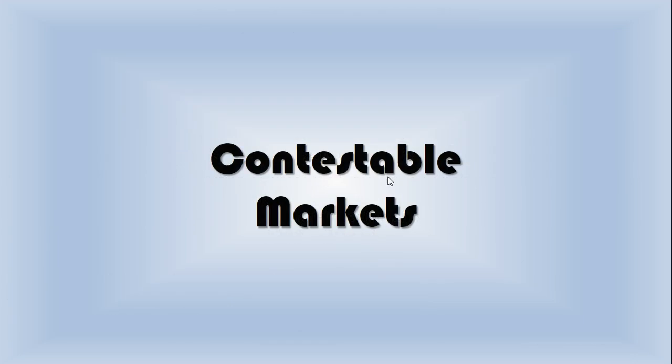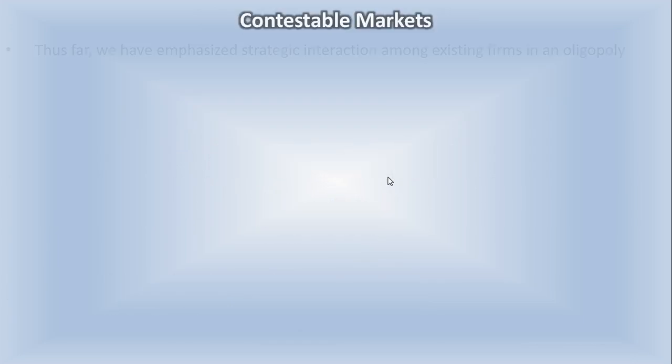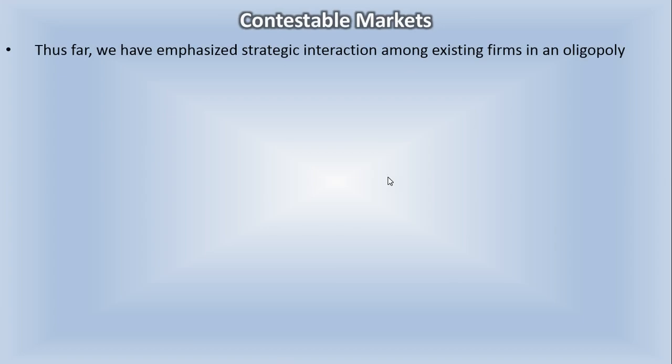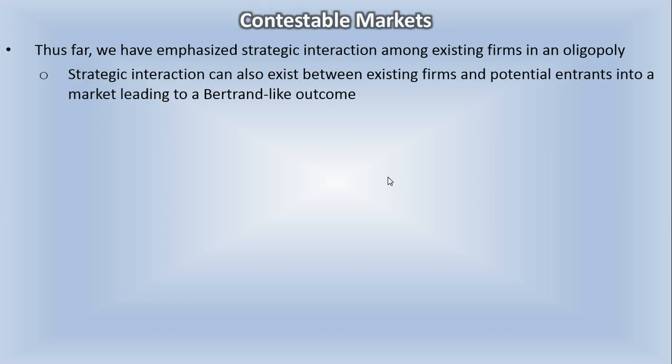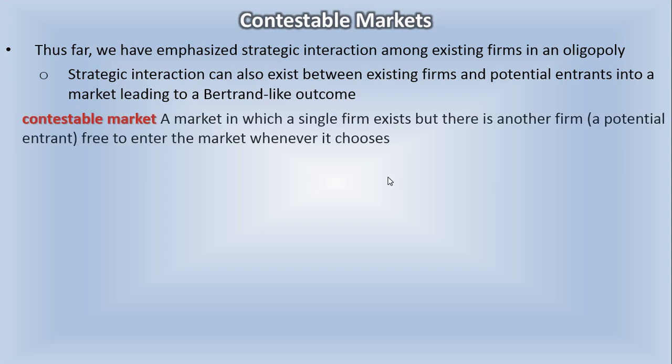And finally, let's look at this kind of weird case of a contestable market. So we've emphasized strategic interaction thus far amongst existing firms in an oligopoly. Strategic interaction can also exist between existing firms and potential entrants into a market, leading to a Bertrand-like outcome. A contestable market is a market in which a single firm exists, but there's another firm, a potential entrant, that is free to enter the market whenever it chooses. So there's one firm operating, and there's always the threat of another firm coming in.